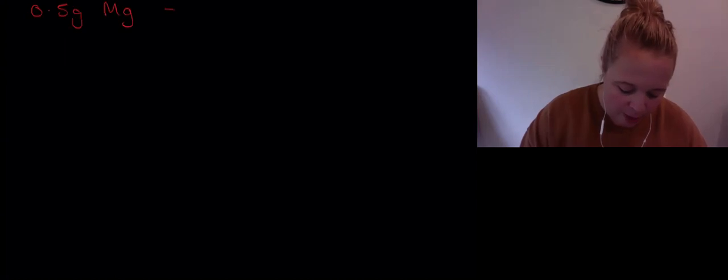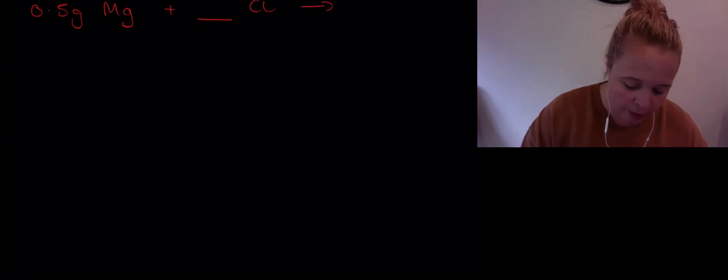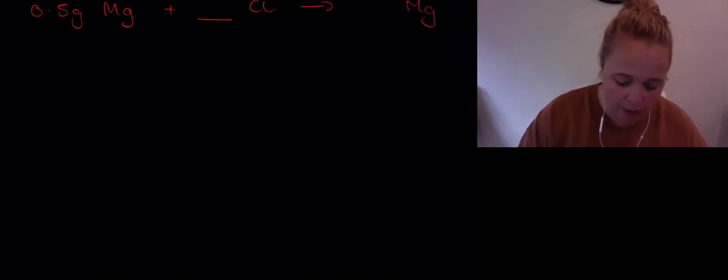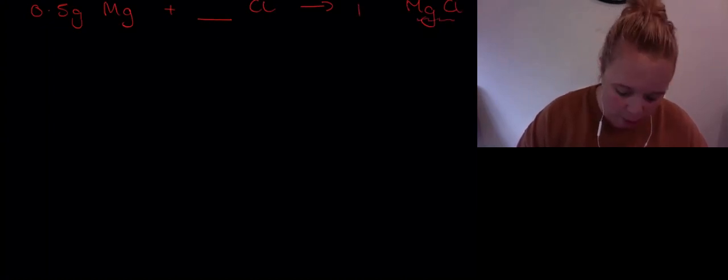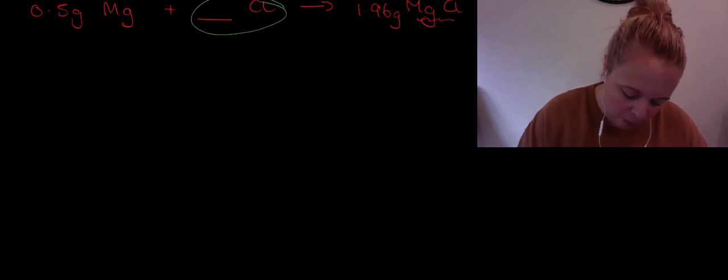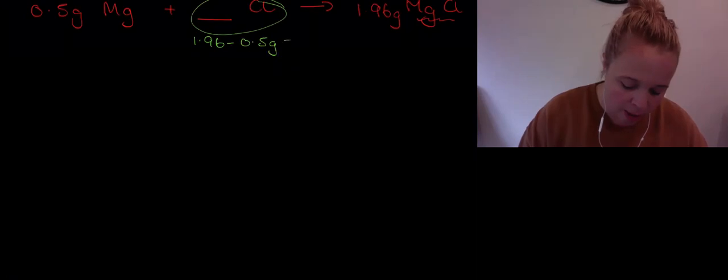had 0.5 grams of magnesium and we reacted that with chlorine to make a compound. We don't really know what it looks like, but it's something with magnesium and chlorine in it, and that was going to be 1.96 grams. So how do we figure out what the mass of chlorine is? We've got to do 1.96 minus 0.5 grams, and that should give us 1.46 grams of chlorine.